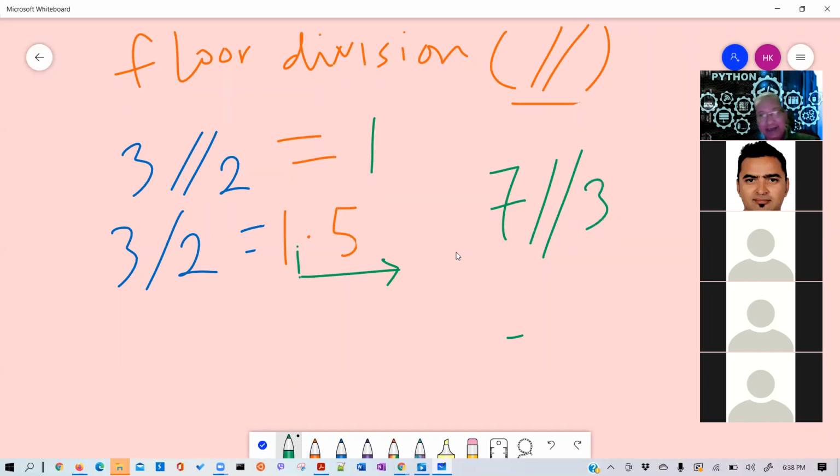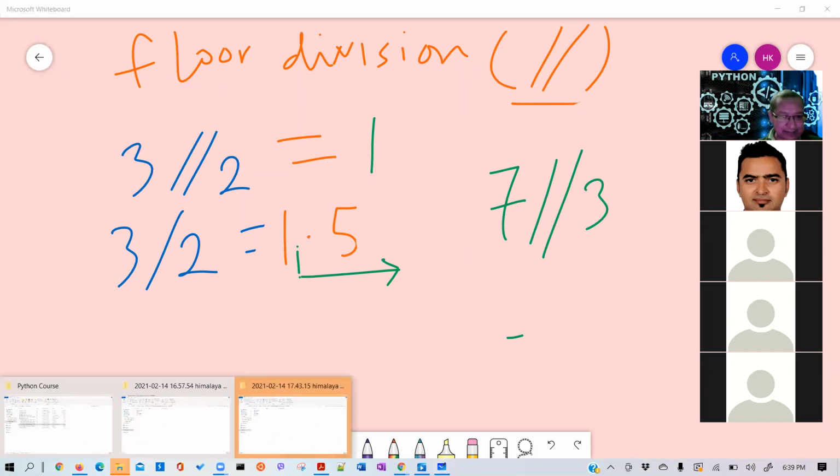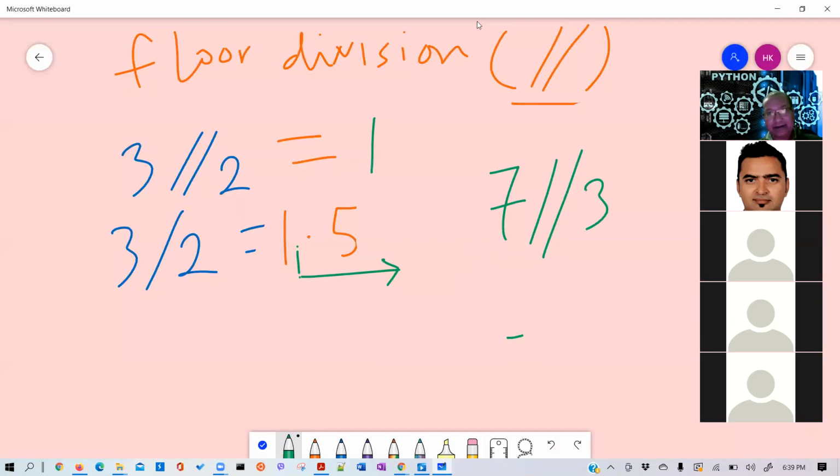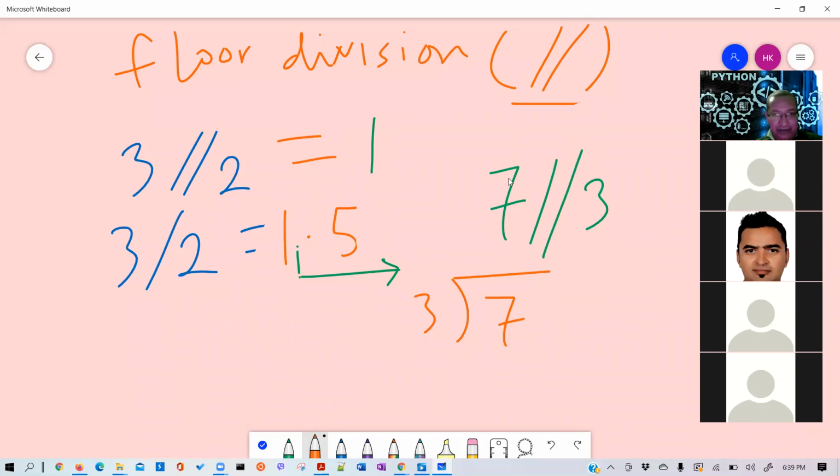Okay, so what's the answer? 7 floor division 3. Anybody got the answer? Okay, let's try. Very good. So 3, and you're dividing 7 by 3. Let's see in chat if somebody has the answer. Some of you are saying 2.33.